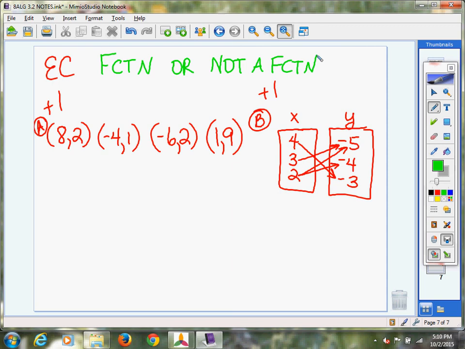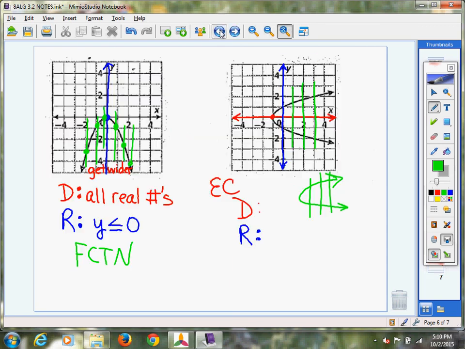So let's go back to this page and let's just go ahead and say +1 for the domain, +1 for the range, because it's possible that you could miss one and not the other one. And then we'll do a +1 for the identification of whether or not it's a function. Okay, fair enough. So that's 5 possible points for this example.